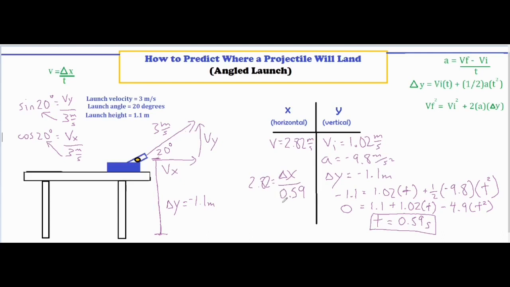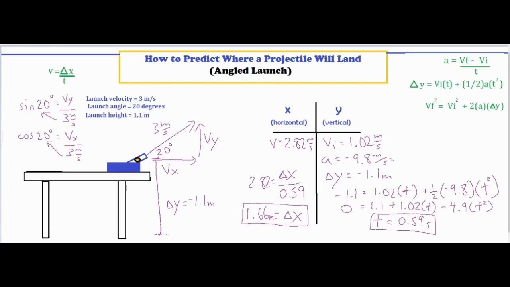And remember, that was the time that I wanted over here. So now, after I multiply both sides by 0.59, I'm going to get my final delta x, and my delta x comes out to 1.66 meters.